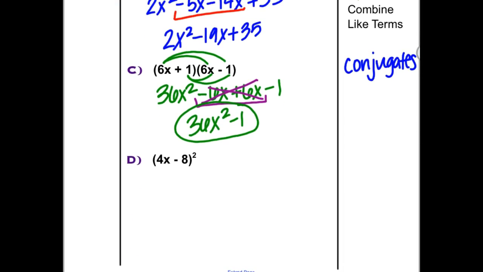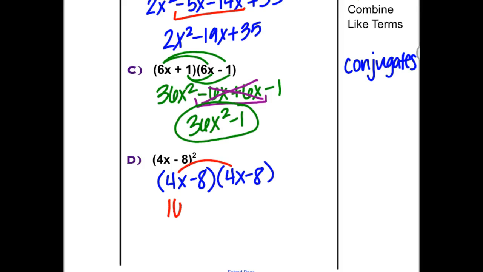Finally, we've got 4x minus 8 quantity squared. Some of you still insist upon distributing that exponent. We never, ever, ever distribute an exponent. So this really means 4x minus 8 times 4x minus 8. And we still have some of you that, even though you recognize that, are still then only distributing and doing the first terms and the last terms. You have to do all 4.